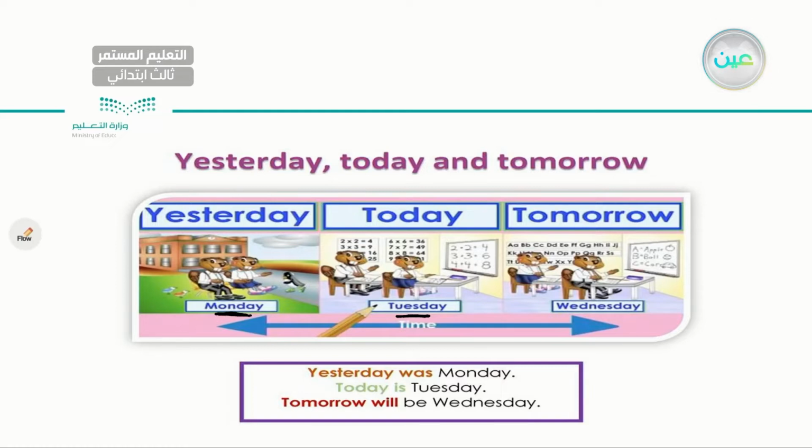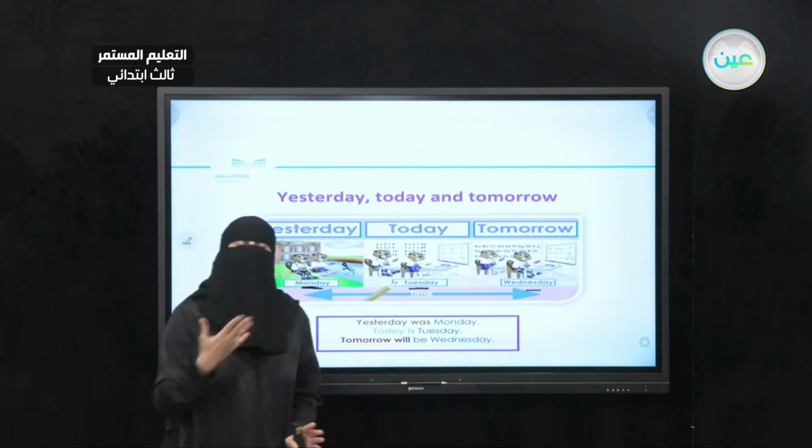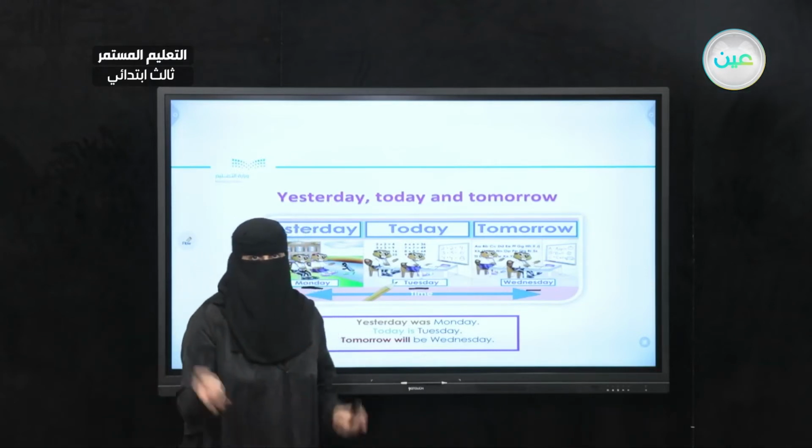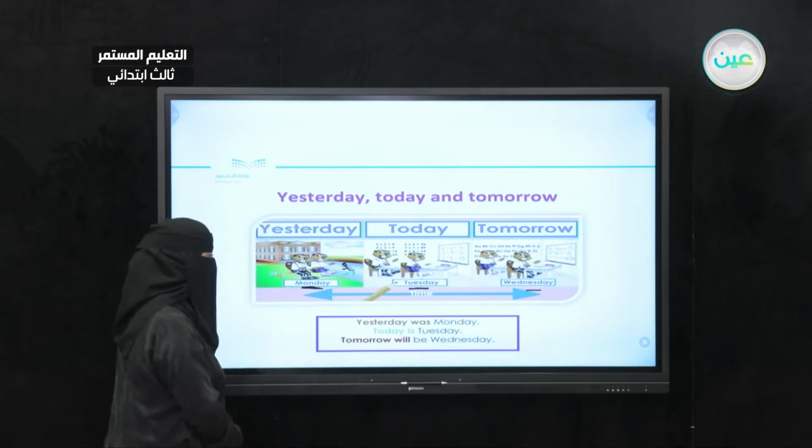So, Tuesday, the day before, which was yesterday, is Monday. But tomorrow will be Wednesday. Very good. So let's read. Yesterday, it's Monday. Today is Tuesday. Tomorrow will be Wednesday. Now this is very important because in the next slide, I'll be asking you to complete a similar activity. So let's read one more time.